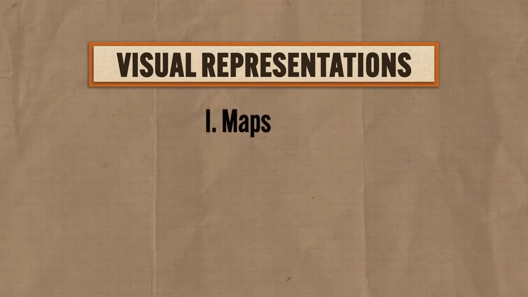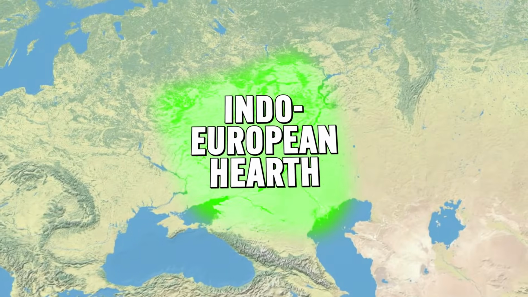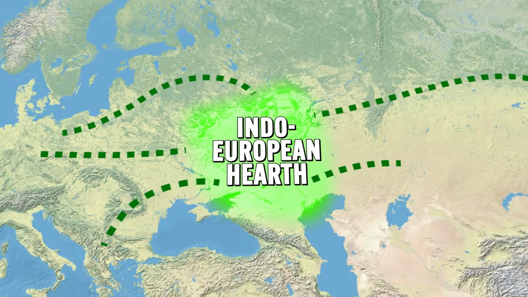Okay, now to put a bow on all of this, you need to understand how the diffusion of language can be visually represented. First, we can visualize it on a map. Here you can see the hearth of the Indo-European language family as it spread thousands of years ago throughout Europe, Asia, and the Middle East.